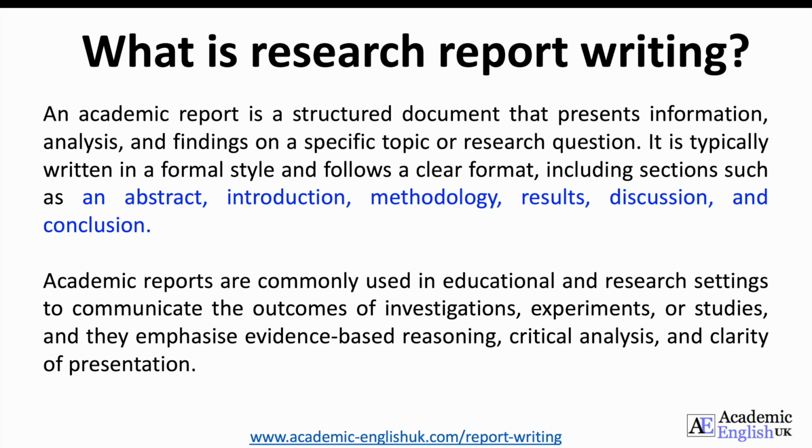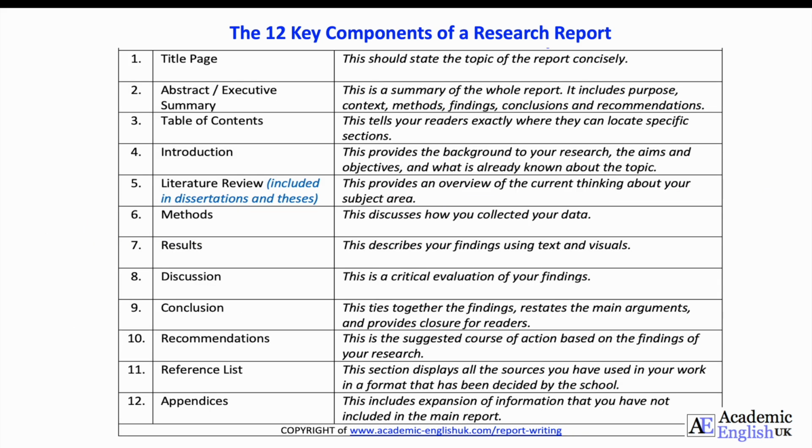Academic reports are commonly used in educational and research settings to communicate the outcomes of investigations, experiments, or studies, and they emphasize evidence-based reasoning, critical analysis, and clarity of presentation. A basic research report consists of these 12 components. As this video is a business research report, then the abstract is often called an executive summary, and the recommendations are often in a separate section. You may want to pause this slide to look at this more carefully.